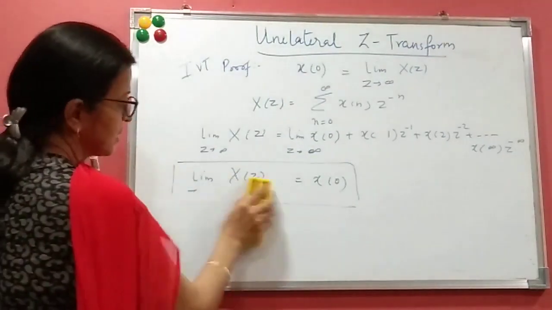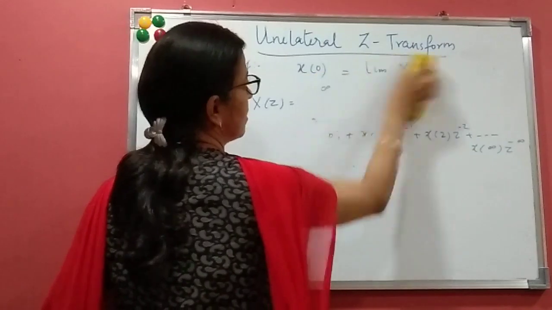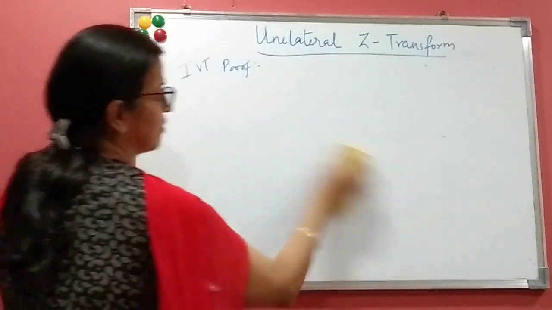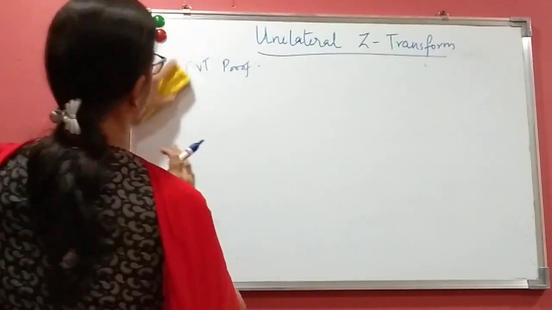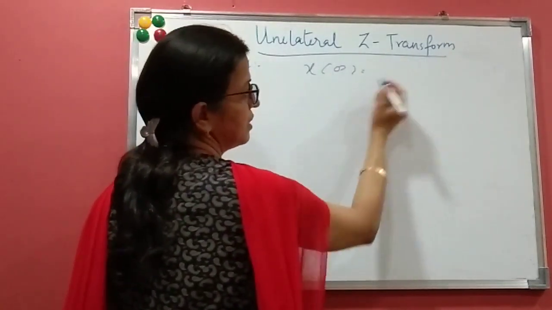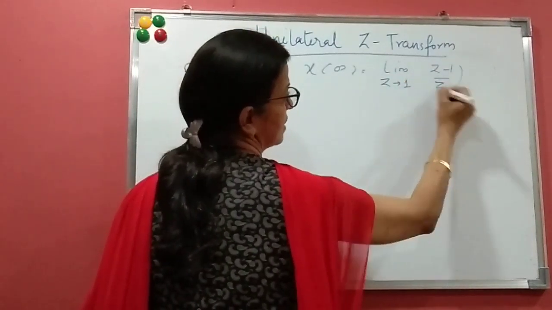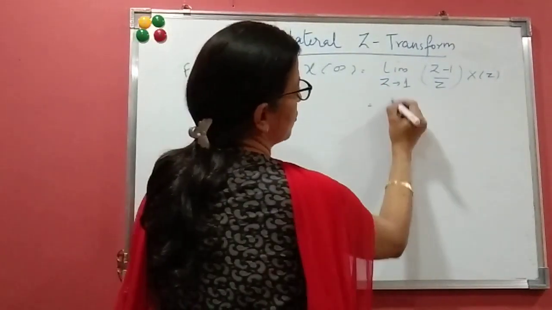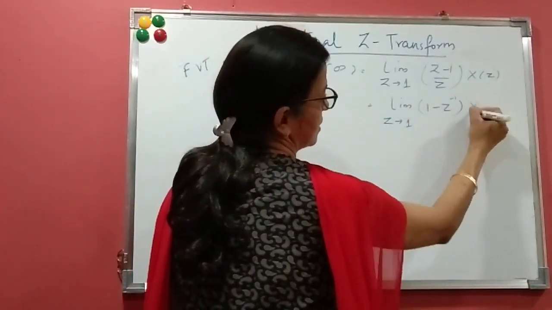The final value theorem also is of this kind. Yes, let us write again the final value theorem. What is the final value theorem? Similarly, we'll write the formula of Z transform and prove the final value theorem. The final value theorem is x of infinity equals, as we have just now seen, limit z tends to 1 of z minus 1 upon z times x of z. Actually, z minus 1 upon z is nothing but, if you write it again, limit z tends to 1 of 1 minus z inverse times x of z.